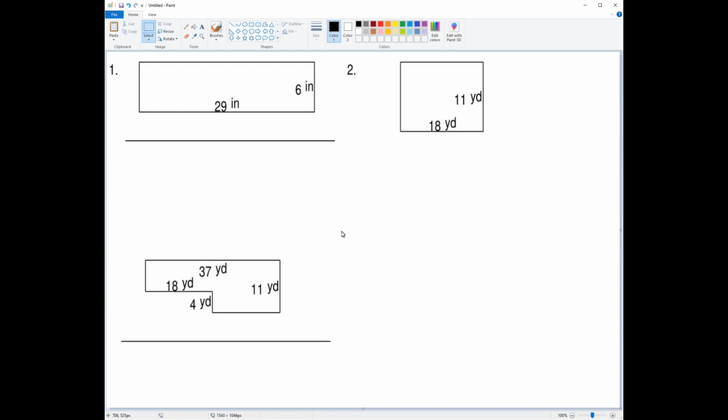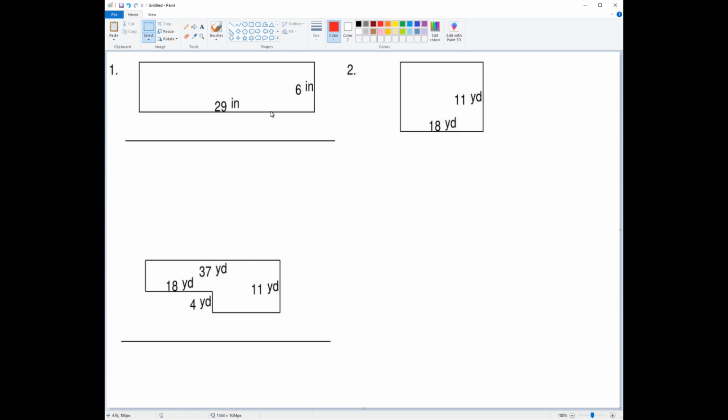Hello, hello. Let's learn how to calculate the area of different figures. So we'll start with an easy one. The first one we have here is a rectangle, but it doesn't really matter if it's a rectangle or a square. The math is the same.